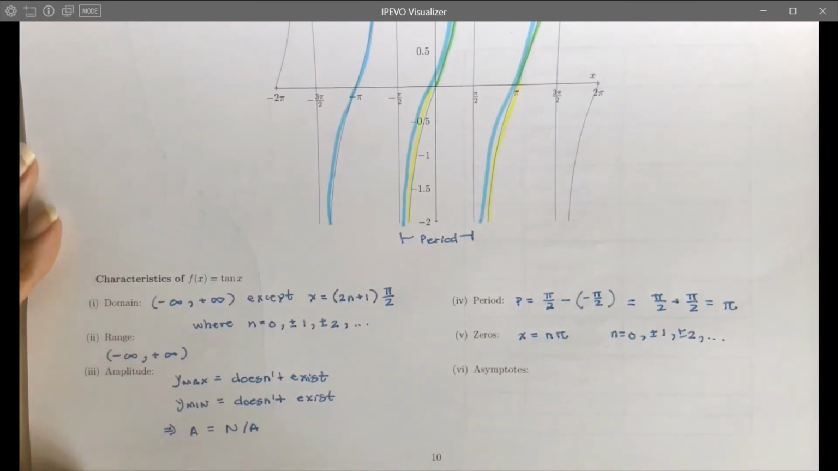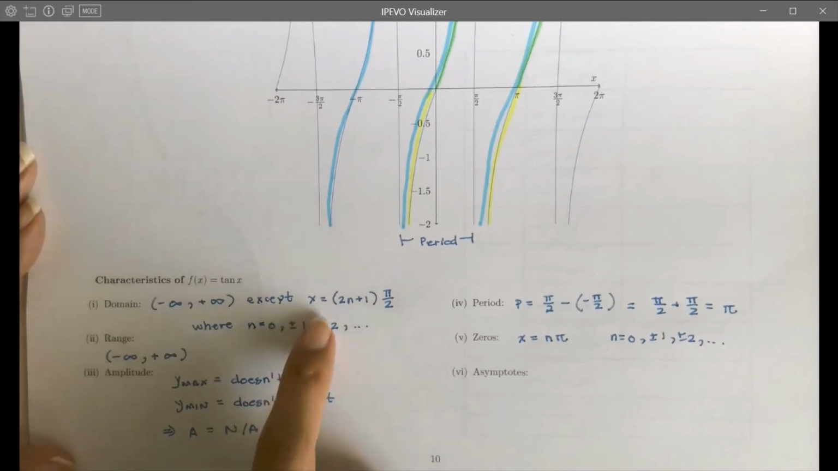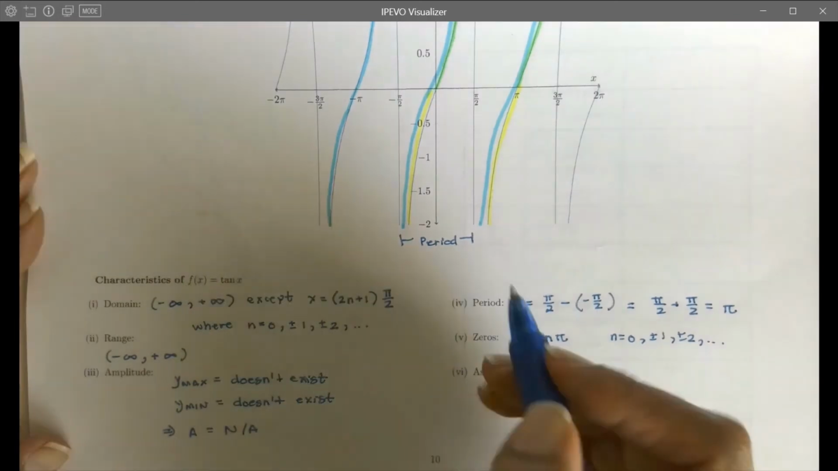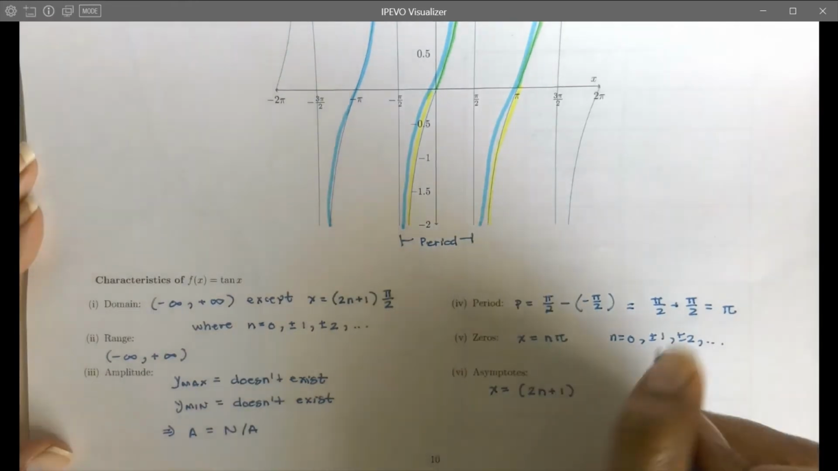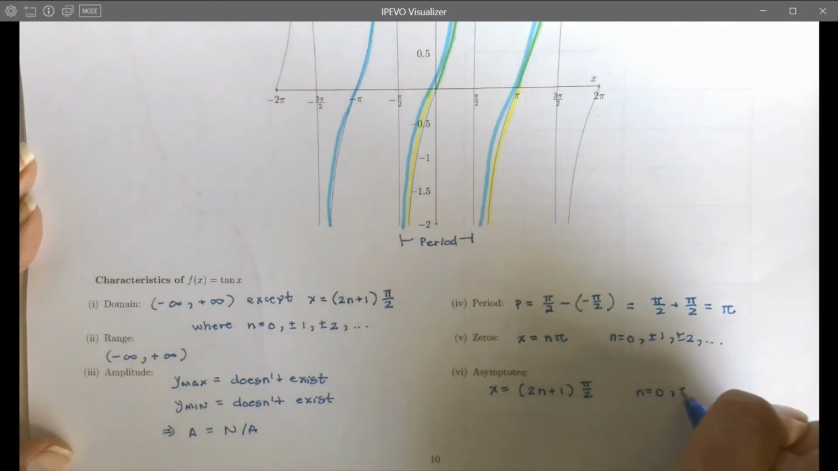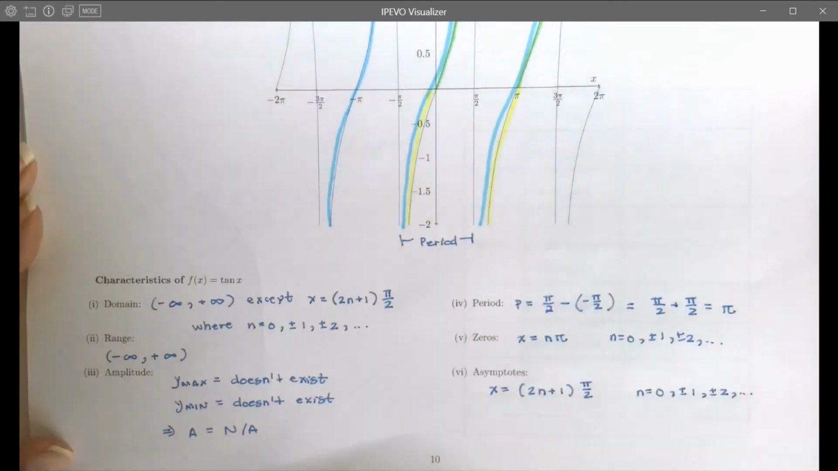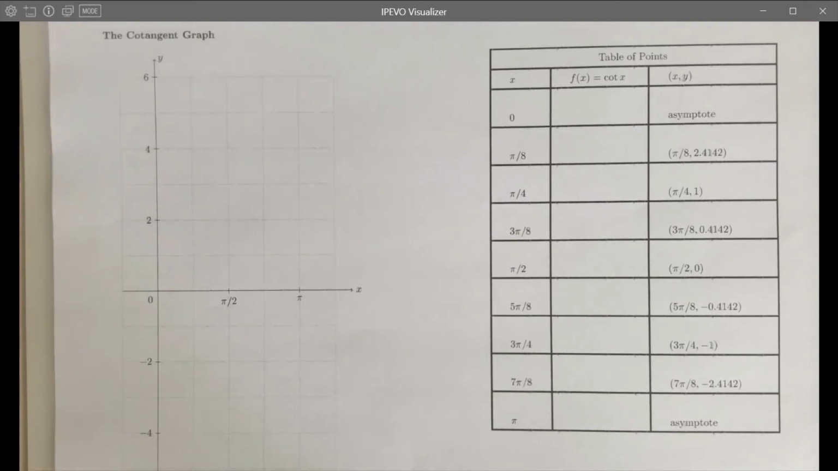And finally, the asymptotes. Where do we have asymptotes? Well, whatever we excluded from the domain, we excluded because we got undefined, and that always corresponds to the asymptotes. So the asymptotes are going to be given by this equation here, and by x equals an odd multiple, so that's 2n plus 1, times pi over 2, where n can be 0, plus or minus 1, plus or minus 2, and so on and so forth.